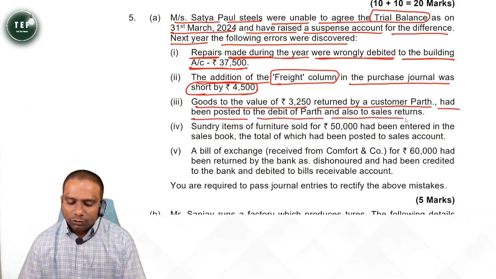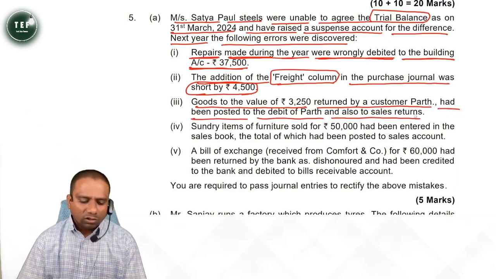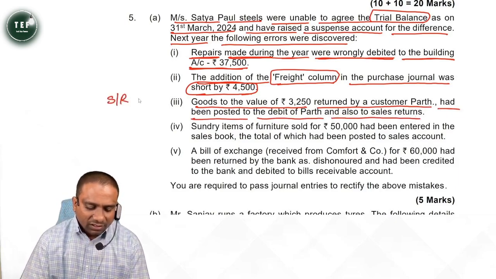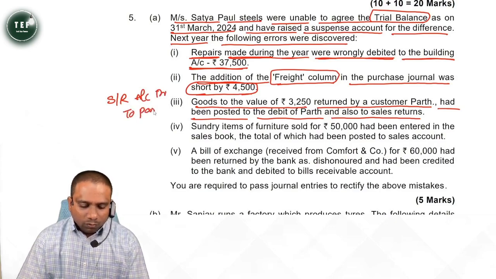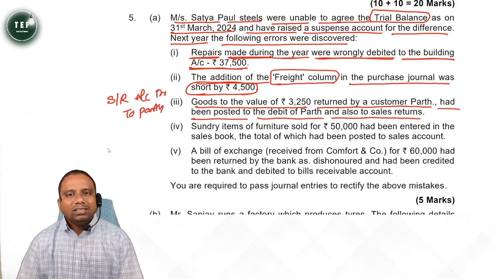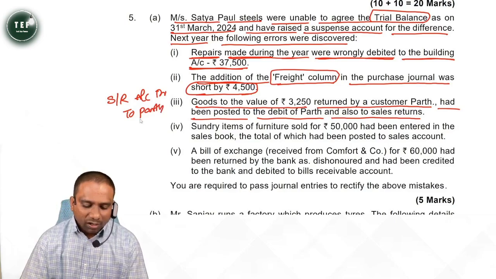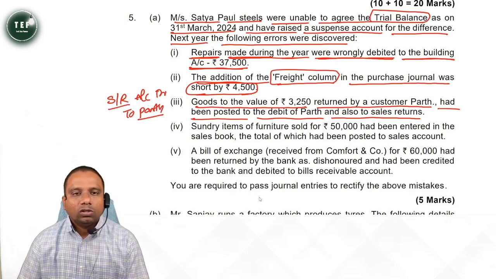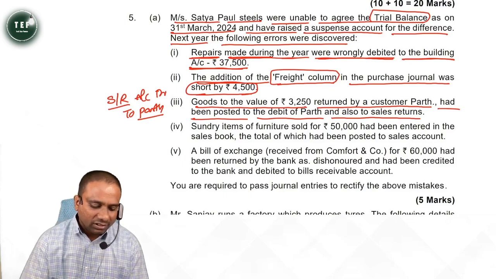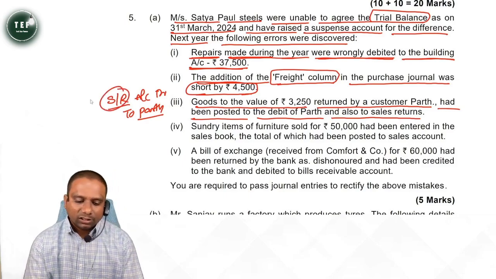Next one. Goods to the value of 3,250 returned by customer Parth had been posted to the debit of Parth and also sales returns. Generally what is the entry we have to write? Sales returns account debit to Parth account. But what they did, they posted in Parth account debit side, sales returns account also debit side. Now how do we rectify it? Observe carefully. Sales returns is P&L adjustment. Now observe.